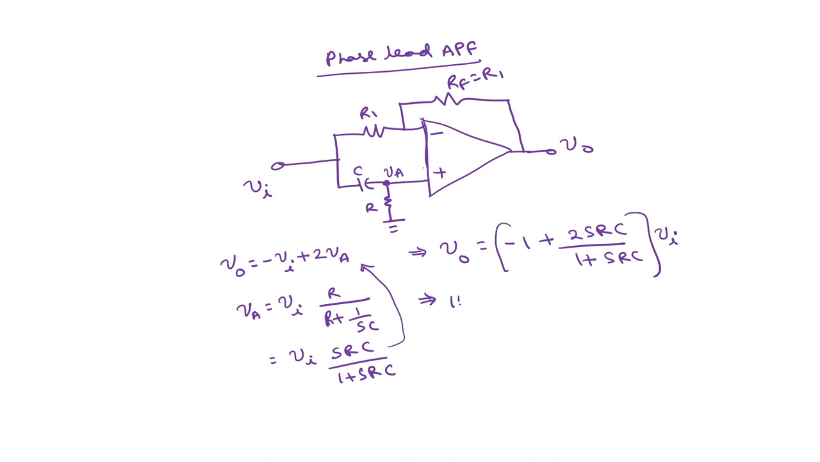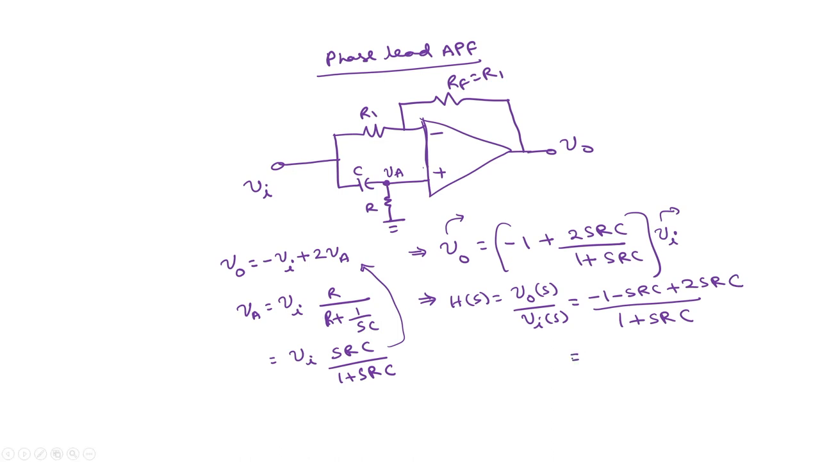Or what is transfer function H of S is equal to V0 of S by VI of S. These are actually functions of S. I am not writing here S for the sake of simplicity. 1 plus SRC is LCM. This becomes minus 1 minus SRC plus 2 SRC. This is equal to, 2 SRC minus SRC is SRC, minus 1 by SRC plus 1.